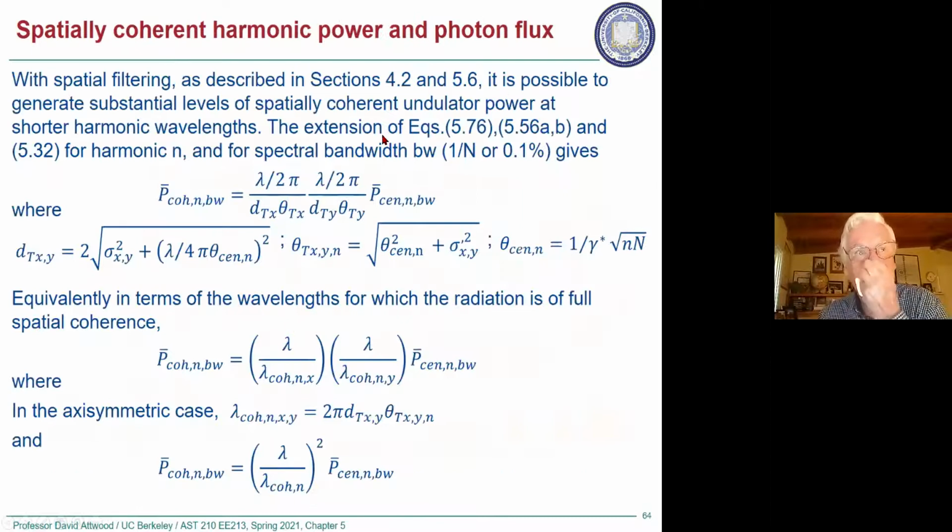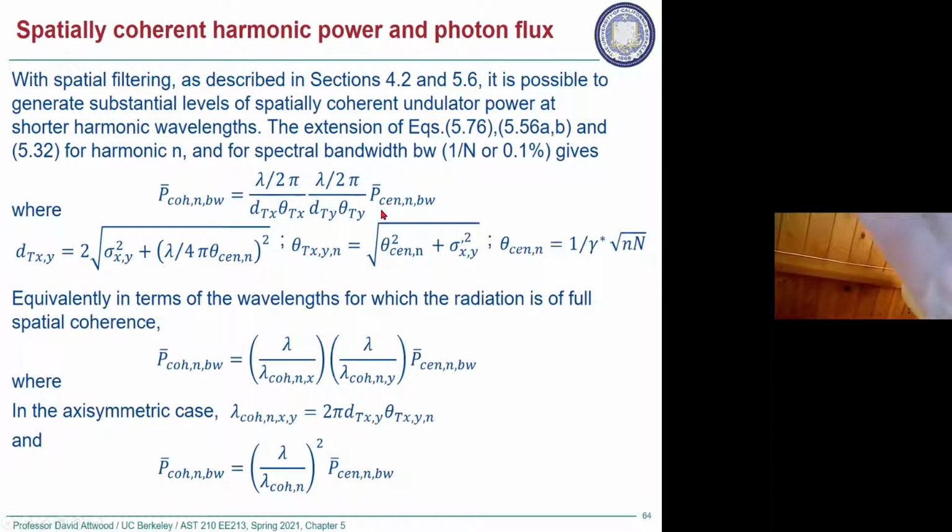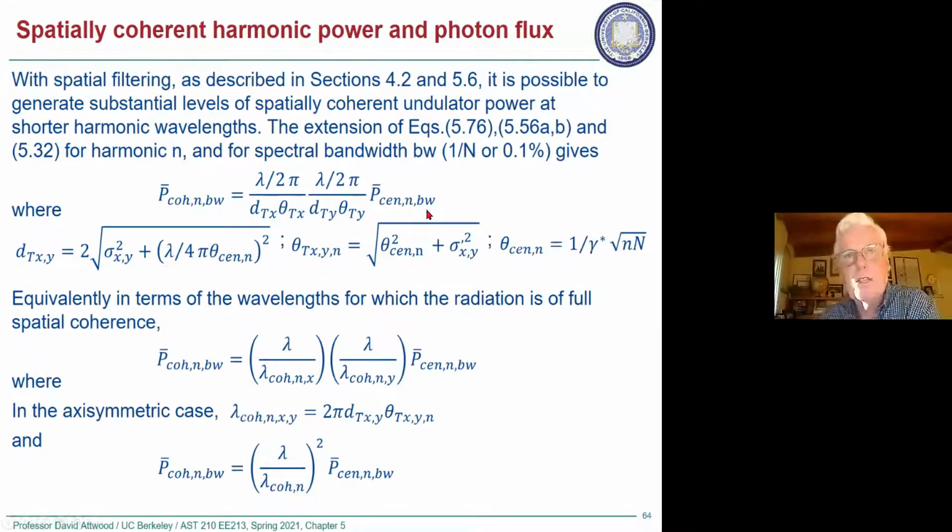Okay, so here are the formulas. What about taking the formula that we had? We had power in the central radiation cone for some harmonic and some bandwidth, and that was the formula in the previous slide. But now we're going to take that and multiply it by the two spatial filtering factors shown separately here. That gives us the spatial coherence for whatever harmonic we were talking about.